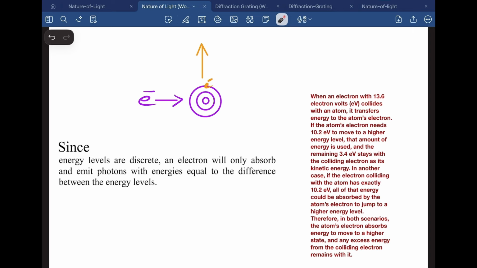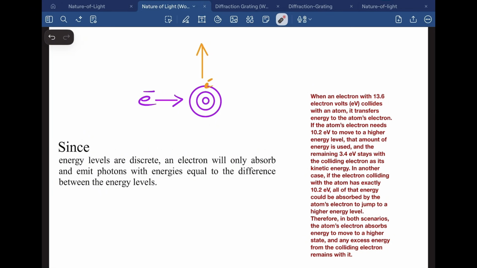When an electron with 13.6 electron volt collides with an atom, it transfers energy to the atom's electron. If the atom's electron needs 10.2 electron volt to move to a higher energy level, that amount of energy is used, and the remaining 3.4 electron volt stays with the colliding electron as its kinetic energy. In another case, if the electron colliding with the atom has exactly 10.2 electron volt, all of that energy could be absorbed by the atom's electron to jump to a higher energy level. Therefore, in both scenarios, the atom's electron absorbs energy to move to a higher energy state, and any excess energy from the colliding electron remains with it.